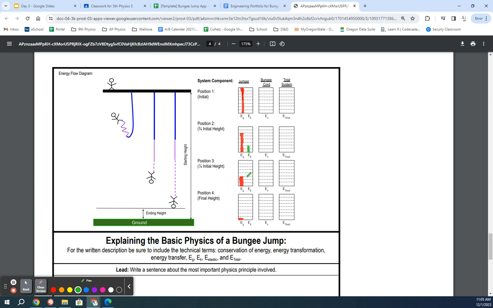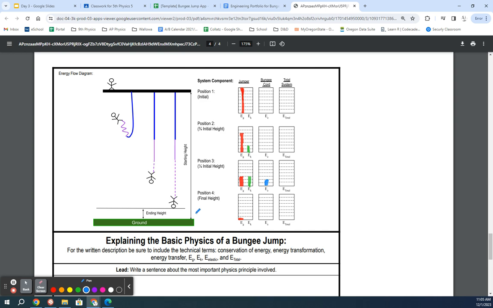Maybe I'm going to fill 3 of these with kinetic, but I still need 2 more boxes, and that's going to go into the elastic, the stretching energy. So I can go ahead and fill that in right now. All right, close enough. Doesn't have to be perfect.